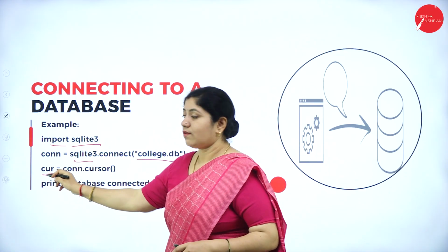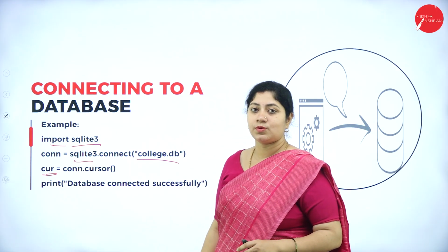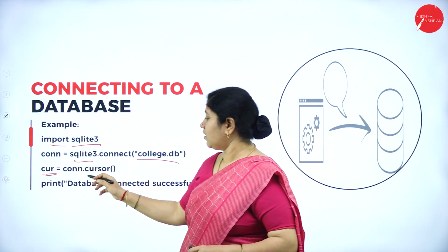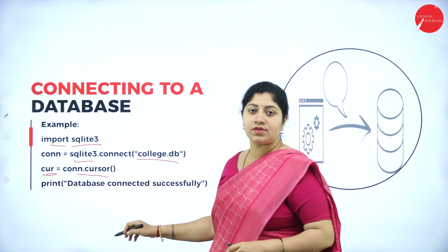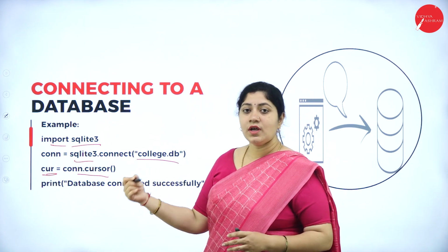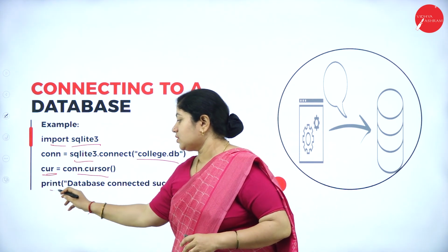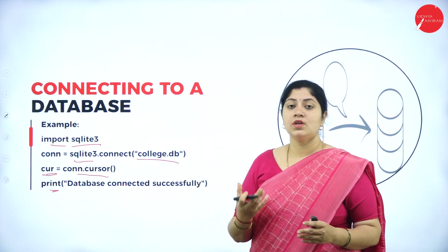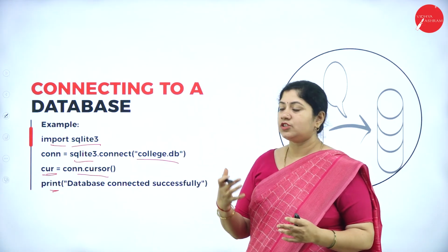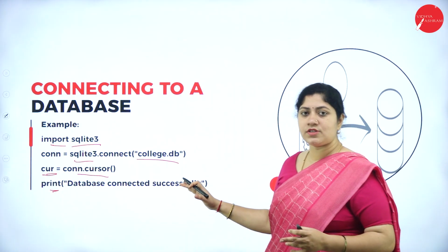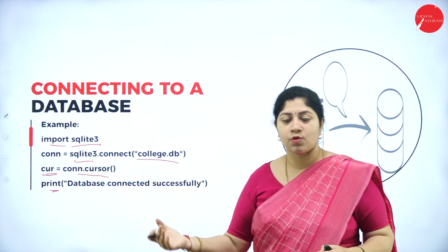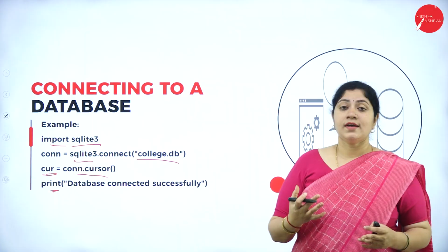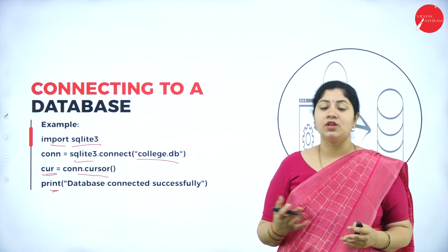Further, we are writing a cursor. That's the cursor object that we are creating, connect.cursor(), in order to execute commands. This is followed by the print statement. What does the print statement have to show? It has to show a result message which says that the database connected successfully. So this is a small example through which we can create the connection to the database.